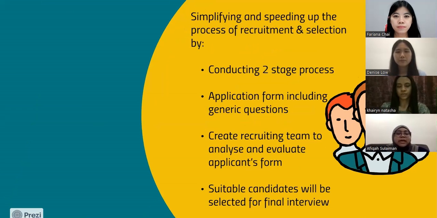So to simplify and speed up the process, KEF should conduct two stages of recruitment: an application form that includes generic questions which could challenge the candidate's mind, and the recruit team will then analyze and evaluate the application before calling these suitable candidates for the final interview.